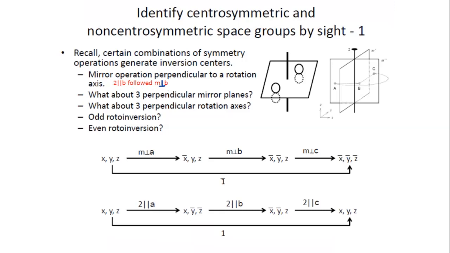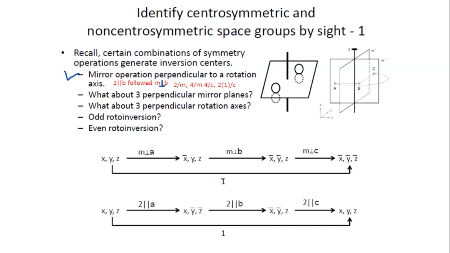And the way these are written in space groups is like this: 2 upon m. So when you see something written like this, or 4 upon m, or 4 upon c, 2 upon c, or 2 sub 1 upon c, that's when it says it's a mirror plane perpendicular to a rotational axis. And this does produce an inversion center.